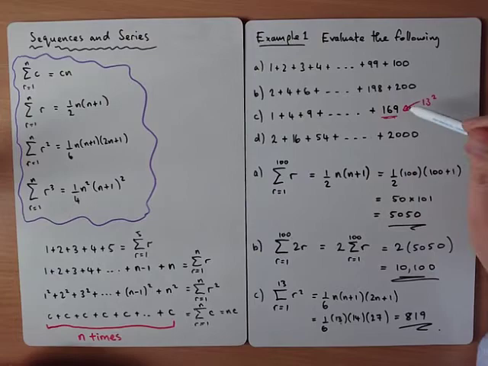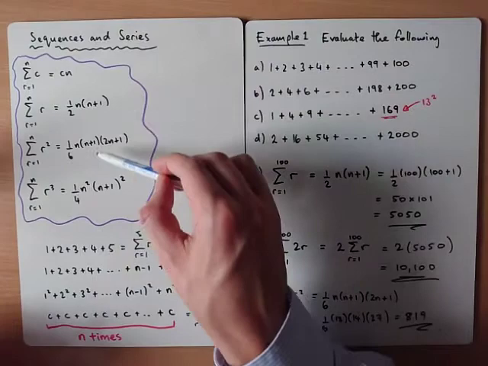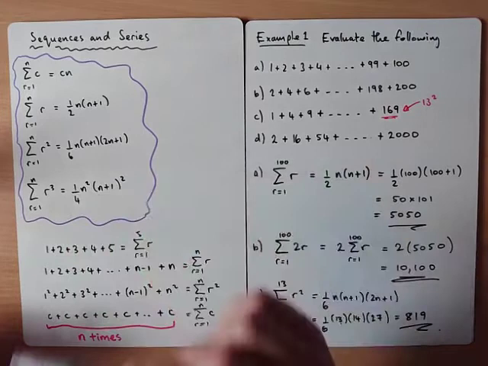And obviously, if you wanted to check, you could write down the first 13 squared numbers and add them up. But you're sort of missing the point of the topic. The whole point of these formulas is they add up the square numbers for us really quickly. They add up the cube numbers for us really, really quickly. Okay.